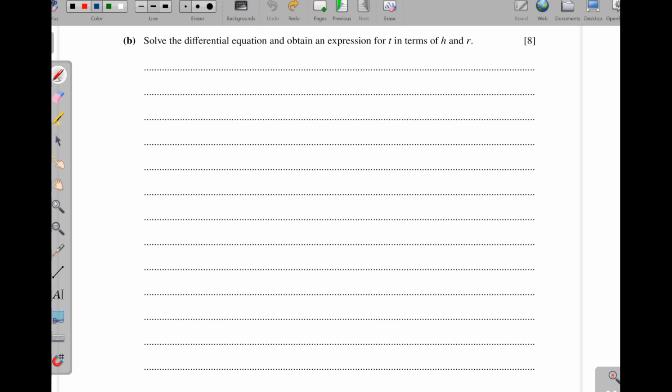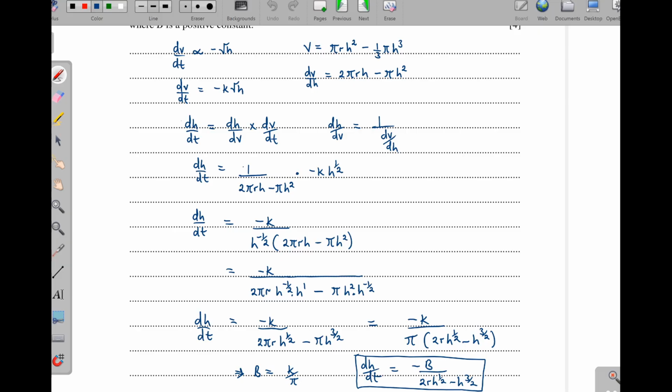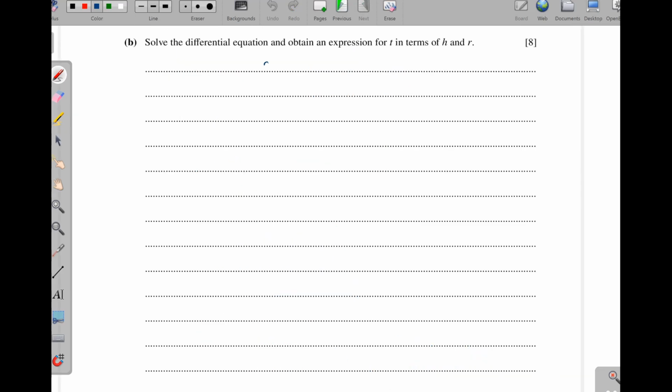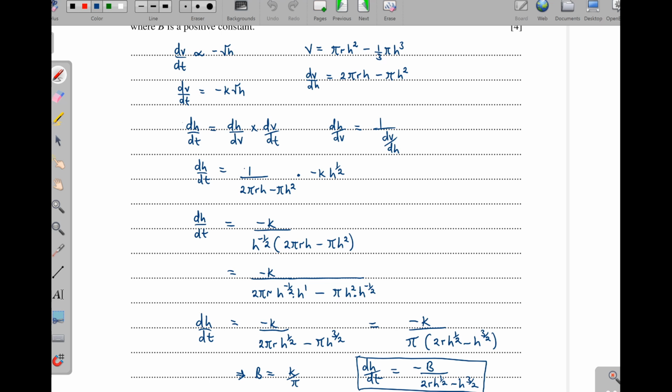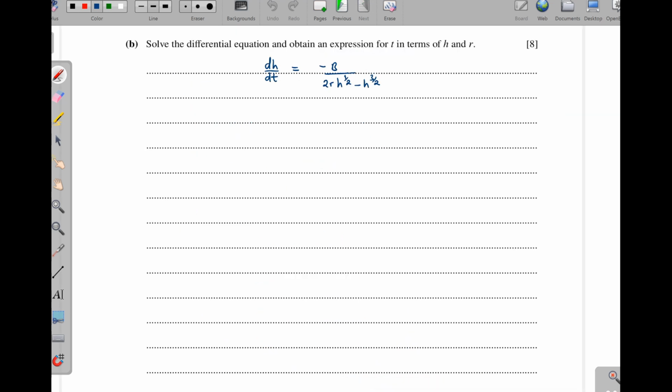Now, if we can go back, this one here is our differential equation. So dh/dt is equal to negative b over 2r, then h^(1/2) minus h^(3/2). Was it that? Yes. Then we have that.